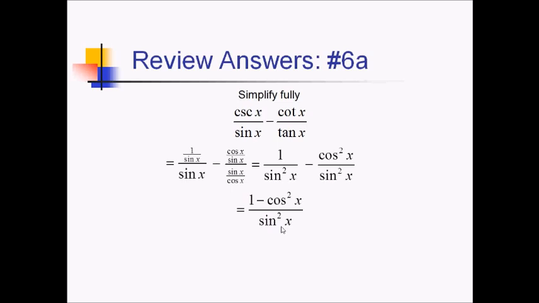Since we have some squared trig functions, that means it might be time for some Pythagorean identities. Is there an identity that has cosine squared or sine squared in it? There actually is. It has both of them. It's that sine squared plus cosine squared equals 1 identity. And then if we want to, we can rearrange this by subtracting cosine squared from both sides, giving us 1 minus cosine squared equivalent to sine squared.